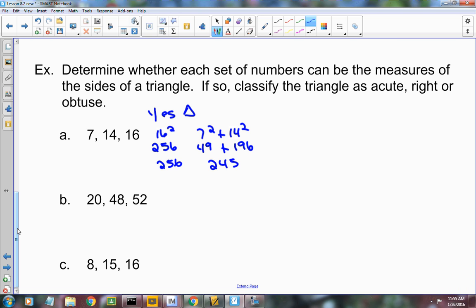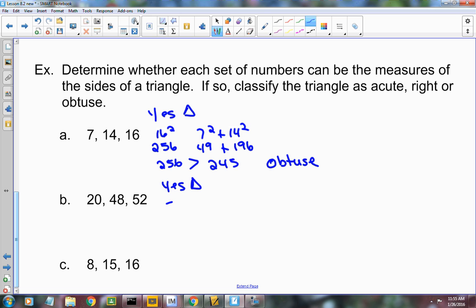So we have 256 and 245. 256 is greater than 245. So what kind of triangle is this going to be? Obtuse, because the longest side squared is greater than the sum of the squares of the other two sides. Now let's look at the next one. Is it a triangle, first of all? Yes, it is a triangle.